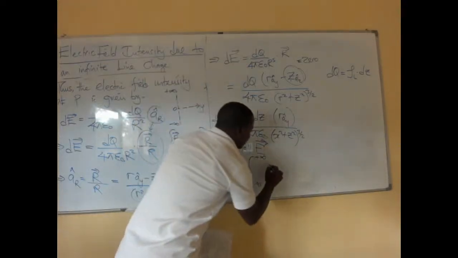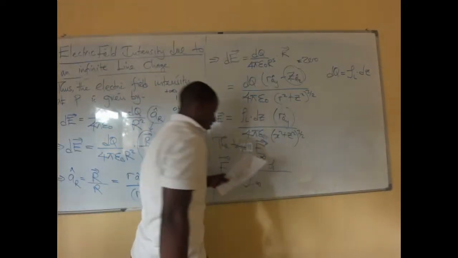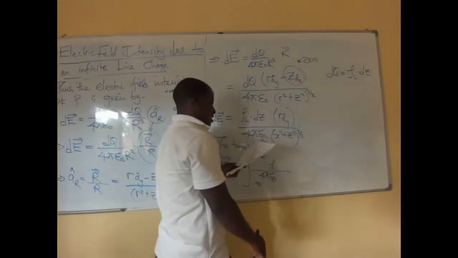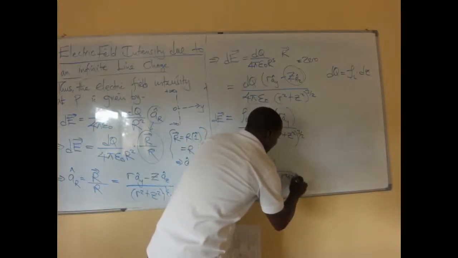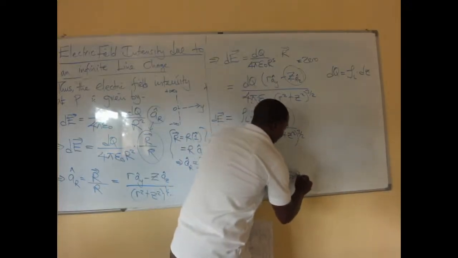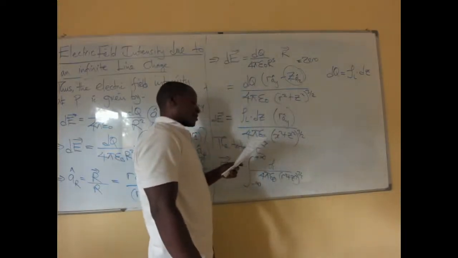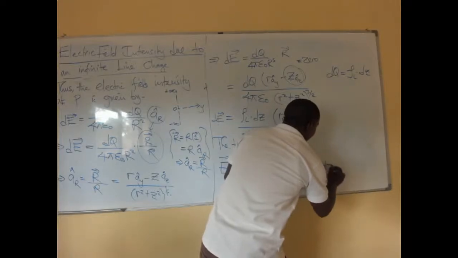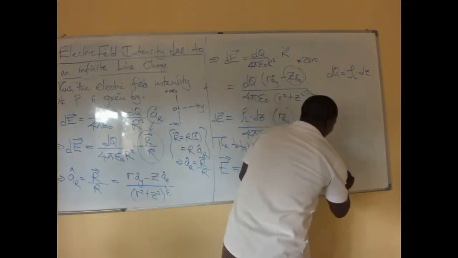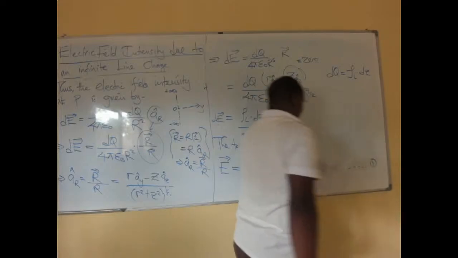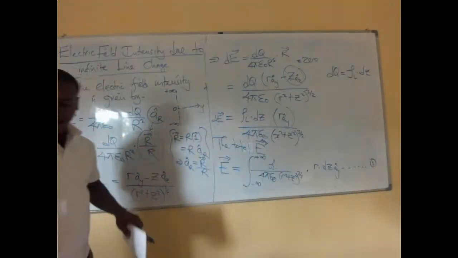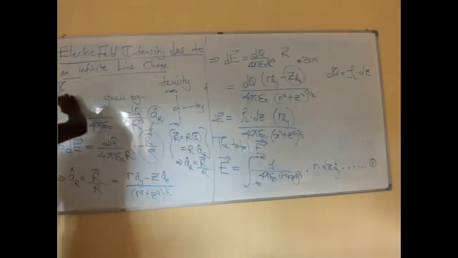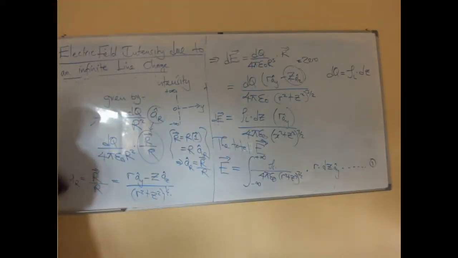So write this like that. Then we have the line charge density divided by 4 pi epsilon 0, and then we have r squared plus z squared, all to the power 3 over 2, all multiplied by r a_y. So let this be our equation 1.